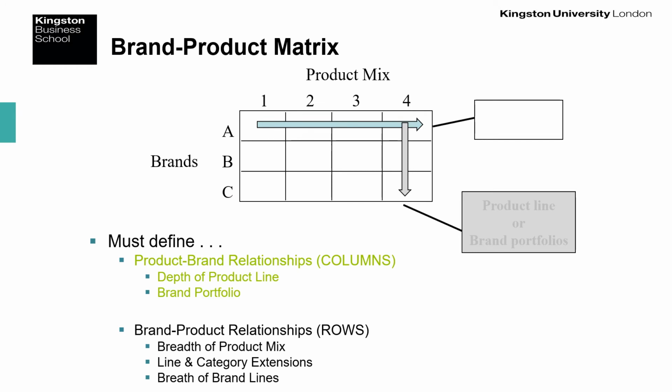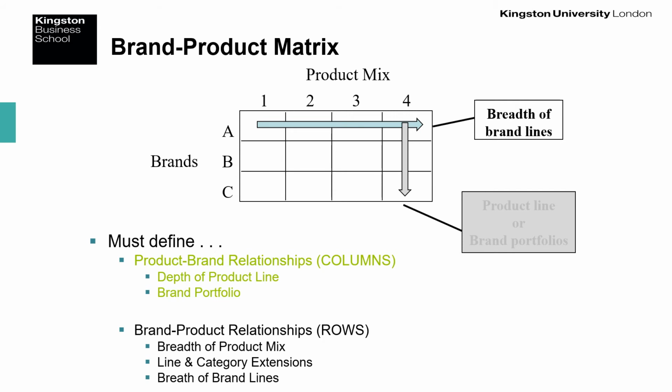So the brand product matrix, therefore, defines the relationship between products and brands, the depth of the product line and the brand portfolio. And those are identified by looking down the columns. It also identifies brand to product relationships across the rows, the breadth of the product mix, the number of product line and category extensions, and the breadth of brand lines overall.